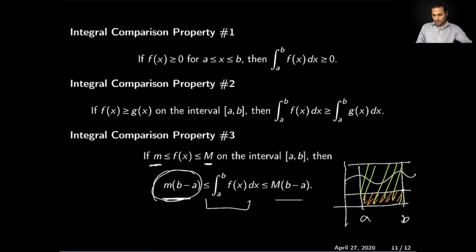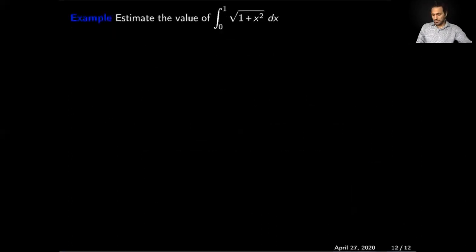Let's practice property number 3 on this example. We are asked to estimate the value of this definite integral, the square root of 1 plus x squared dx. Without looking at the shape of the graph of the function, we will estimate the lower and the upper limit of this definite integral.